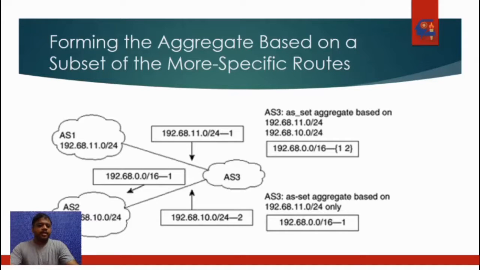The same is true for autonomous system 2. If you could specify which more specific routes can form the aggregate, you could, for example, specify that the aggregate is to be formed based on 192.68.11.0/24 only. This way, the autonomous system path information would be 1 and would not contain autonomous system 2. The aggregate could now be sent back to autonomous system 2 with no problem. Autonomous system 2 can use this aggregate to forward traffic to all the destinations in autonomous system 1.